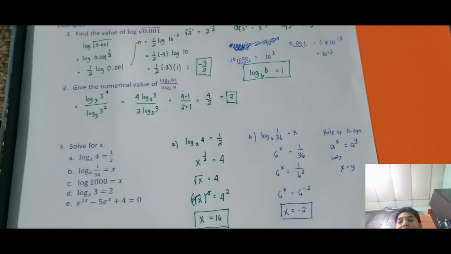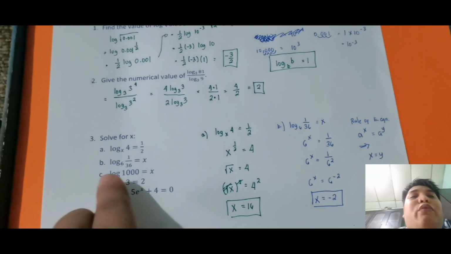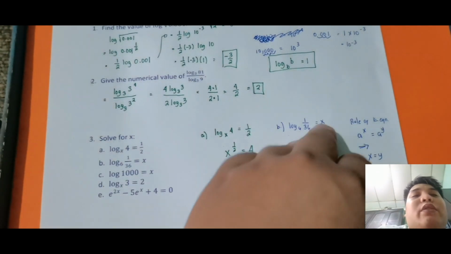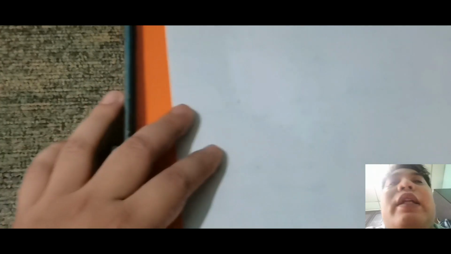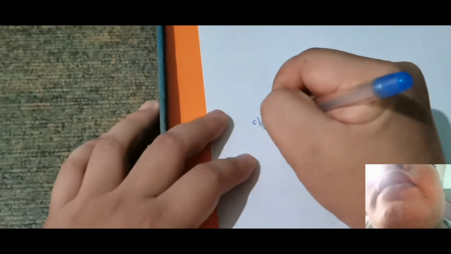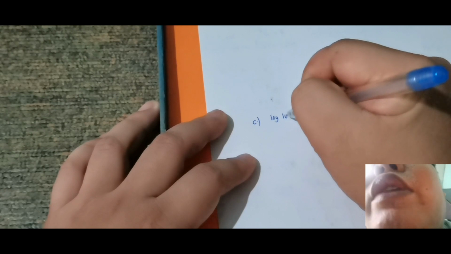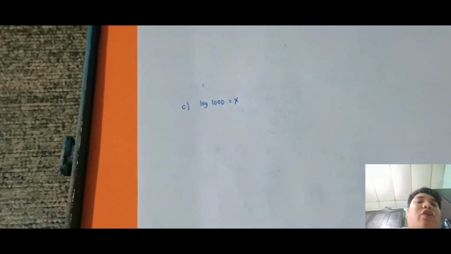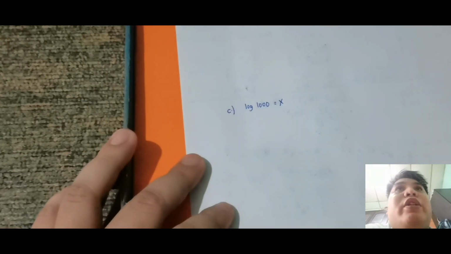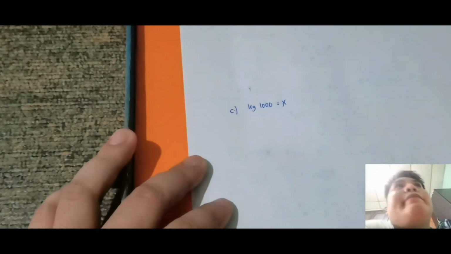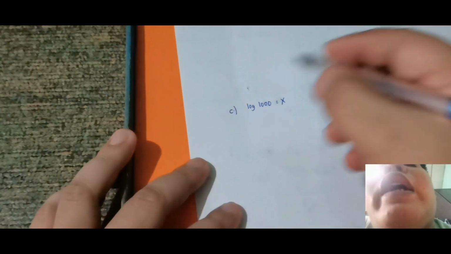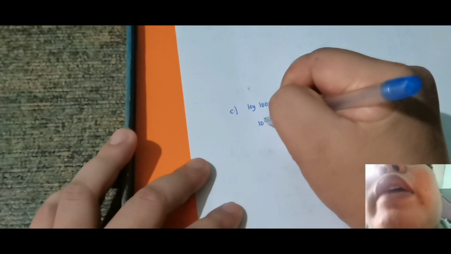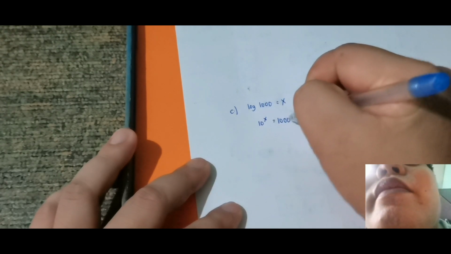So I think sa likod ko na siya sasagutan. Di ko na napagkasya, di ko natansya ang ating papel. So we have logarithm of 1,000 is equal to x. So, letter C. So, logarithm of 1,000 is equal to x. So, now, again, aware tayo na yung common logarithm. So, since walang base, I'll get a common logarithm. So, now, convert natin siya into exponential. This is 10 raised to x is equal to 1,000.